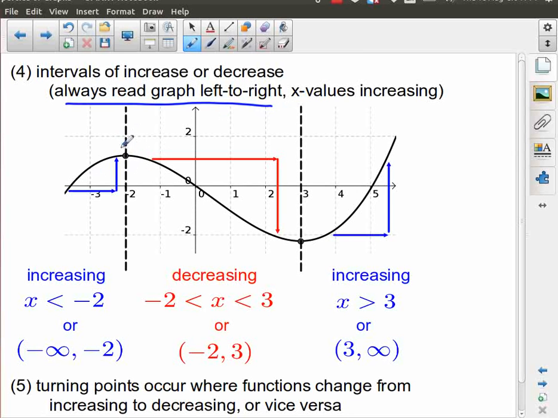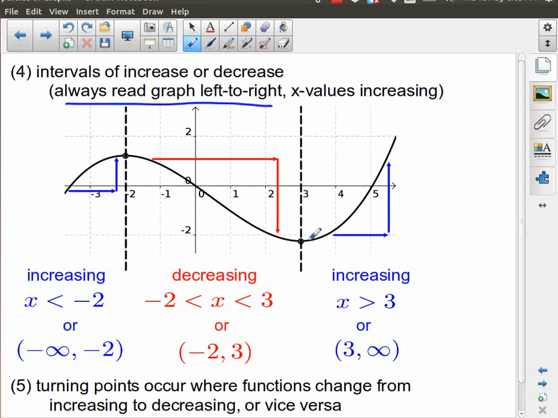If you start by looking at maximums and minimums, so here is a local maximum. The temptation would be to start at this maximum and then look for intervals from there. So starting here, if you look backwards from here, this is decreasing. And if you looked forwards from here, meaning in the positive x direction, this is also decreasing. And that's where the mistake would occur. We don't want that. What we want is to always read our graph from left to right.